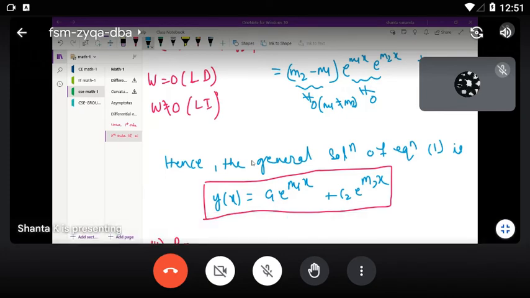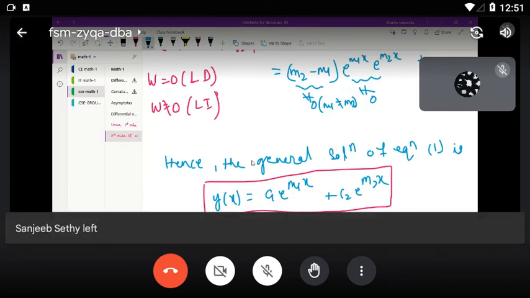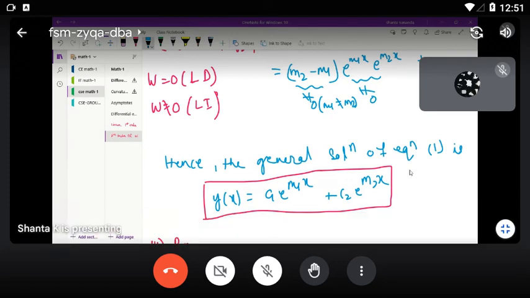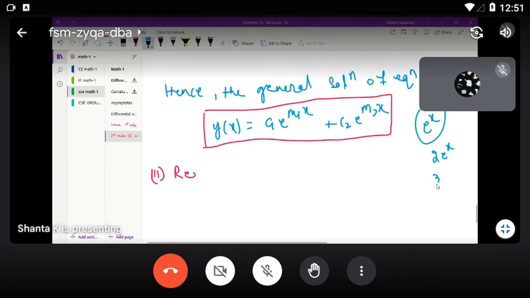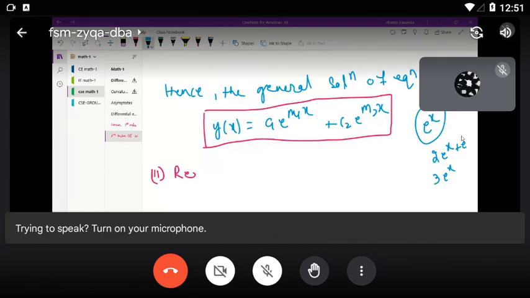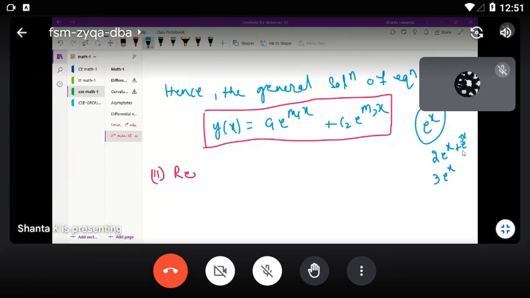Suppose we say e power x is the solution of a second order equation. Then what you are saying is that 2 e power x will also be a solution, 3 e power x will also be a solution, and so on. And if you have e power x and e power 3x, you can also make it 4 e power 3x. So for any value of these constants, you will be getting the solution y(x). They will satisfy that differential equation.